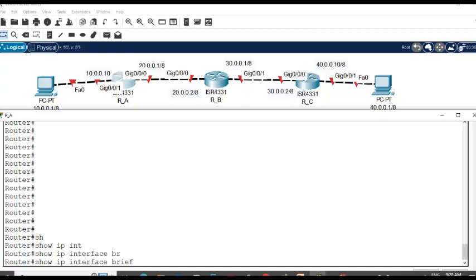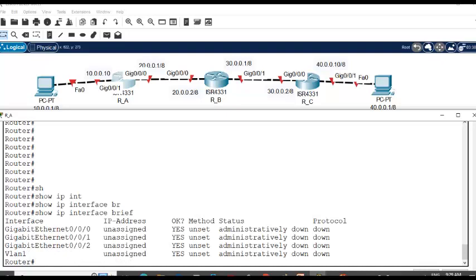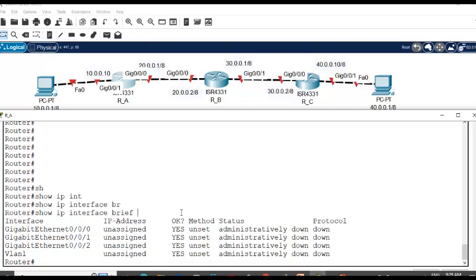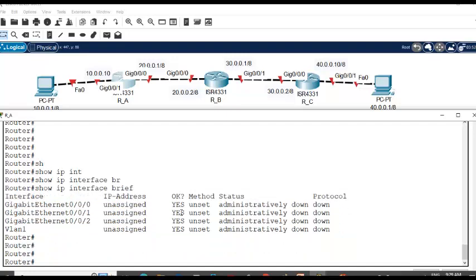You see, G0/1 here, I'm going to assign 10.0.0.10. And G0/0, I'm going to assign 20.0.0.1. Let's see how to do it. First you have to say config T, T for terminal. Even if you just press enter, no problem. I repeat, you see, config, actually it is configure, but if you say config, it will understand.